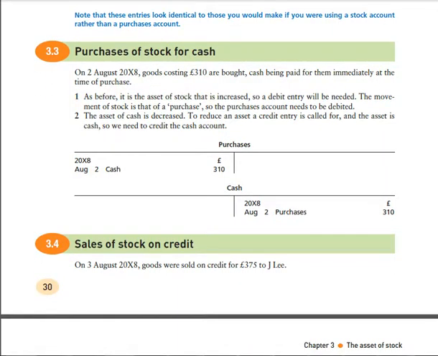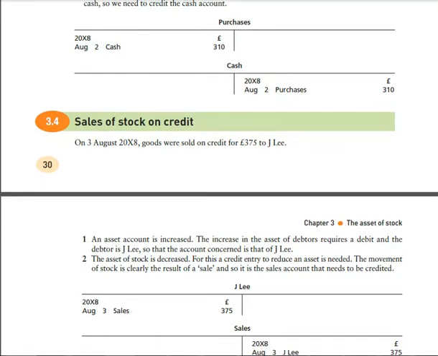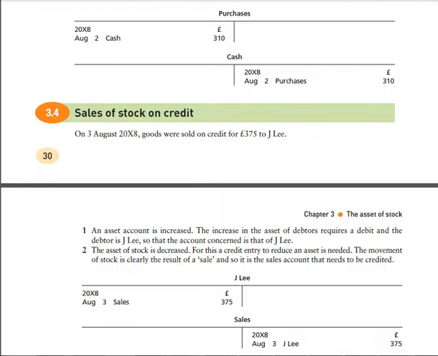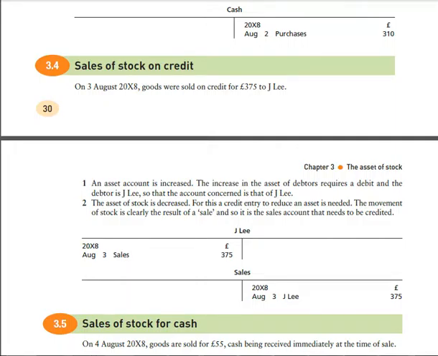We've covered the purchases. Now we'll move on to sale of stock on credit. Sale means sale of stock. The sales account is not a creditor account, but we would take it as a decrease in stock. A decrease in stock means, since stock is an asset, a decrease in asset, so we would credit the account. That's how we would treat sales. So sales is a decrease in the asset stock, and we would always credit the sales account here. So we would credit the sales account and then we would debit J. Lee, who is our debtor.